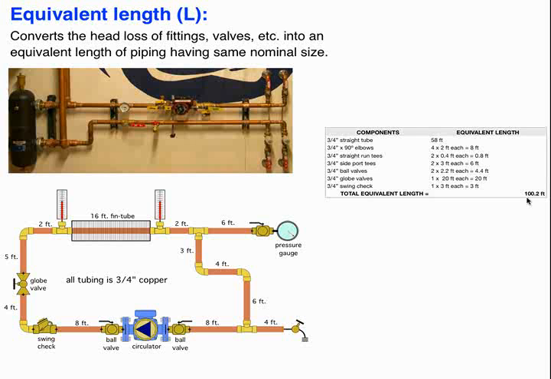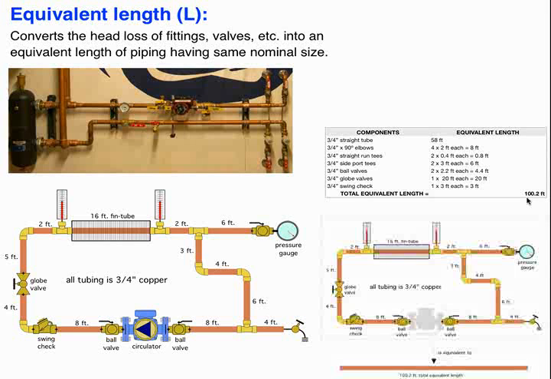It would have the same head loss characteristic as a piece of copper tubing 100.2 feet long. Okay? So here's the picture. That's the same circuit. And notice, by the way, I've taken the circulator and grayed it out. There's no such thing as an equivalent length of a circulator. Just imagine the circulator isn't there. So we're thinking of that entire circuit as equivalent to 100.2 feet of straight pipe.